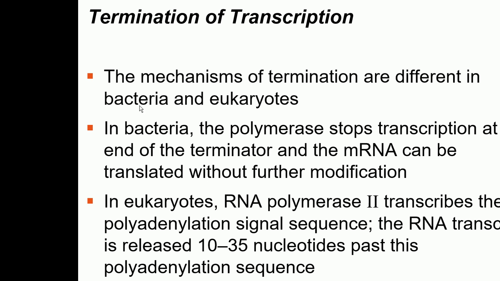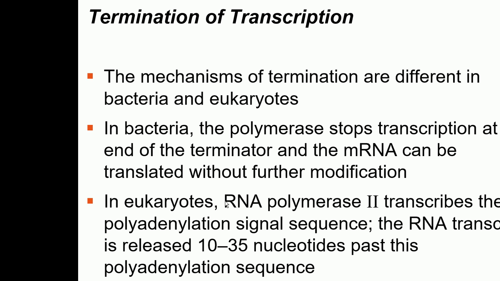In bacteria, the polymerase stops transcription at the end of the terminator and the mRNA can be translated without further modification. But in eukaryotes, RNA polymerase II transcribes the polyadenylation signal sequence. The RNA transcript is released 10 to 35 nucleotides past this polyadenylation sequence.